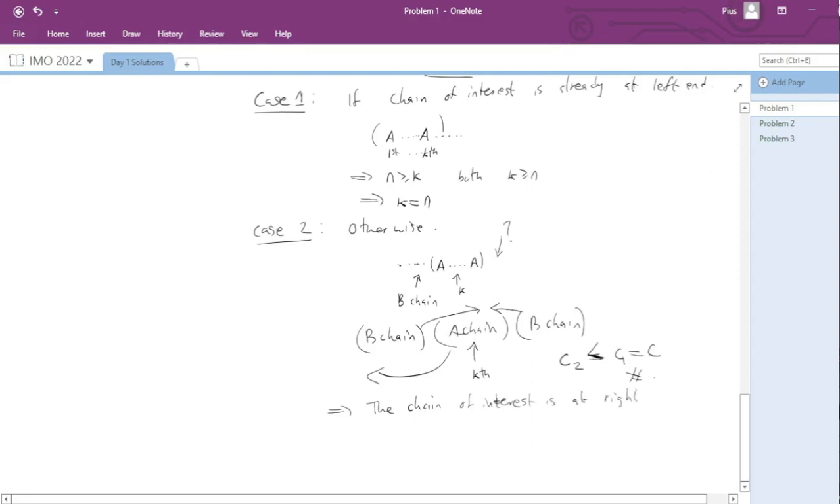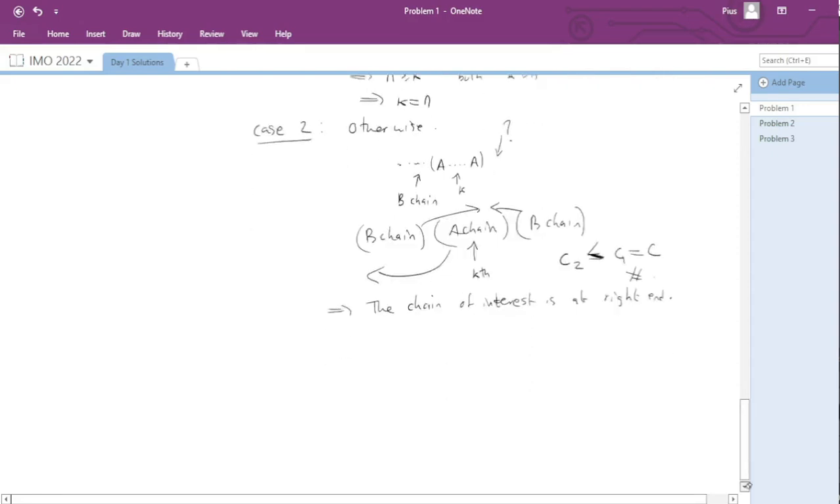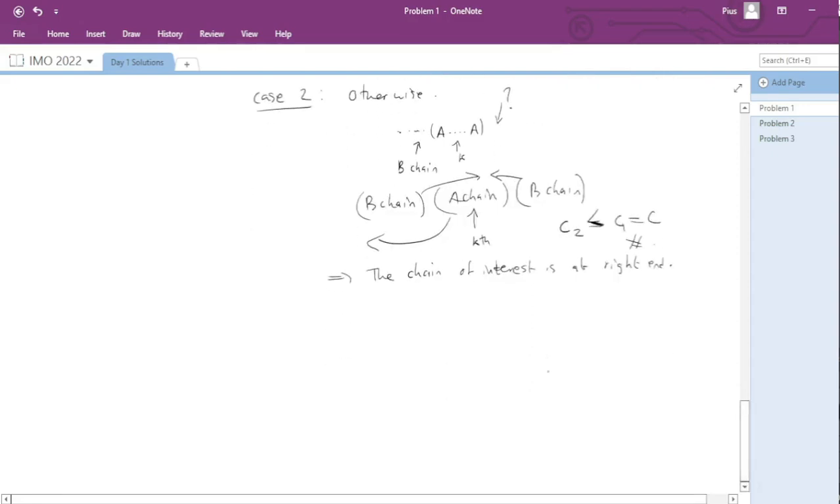Okay, if it's at the right end, then suppose it is not of length n, because if it's of length n, then we are done. We'll have length n on the right end, and then the remaining n coins will have to be of the same type on the left end, and then we are done. So suppose we don't have this, we hope to get a contradiction.